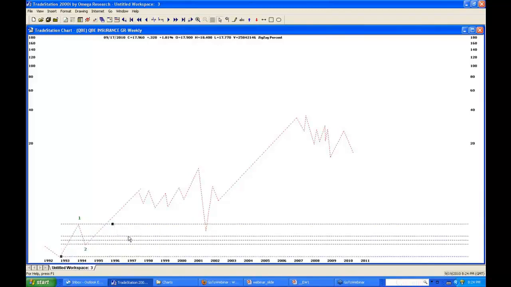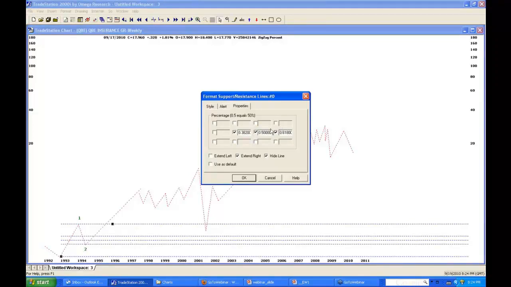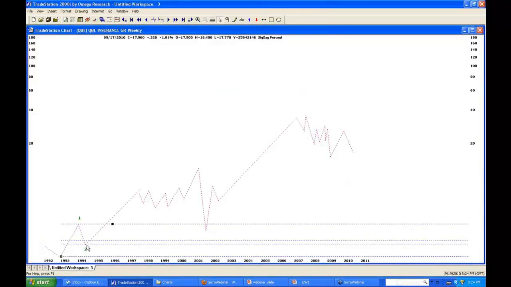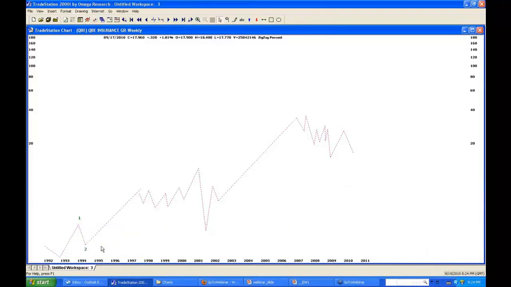Should retrace 50 to 61.8%. So let's just get rid of the 38.2. Look at that, smack bang, 61.8% right there. So, wave 1, wave 2.